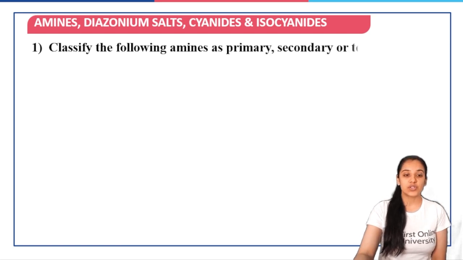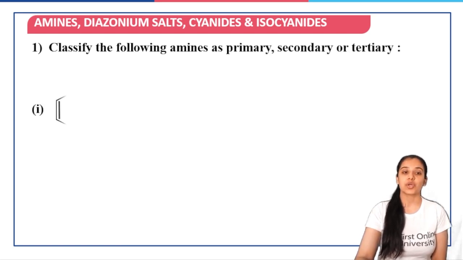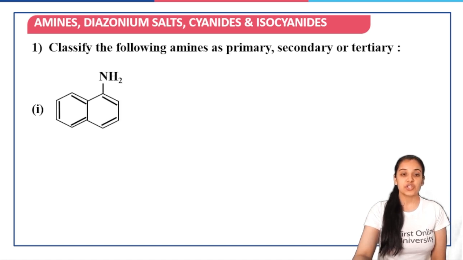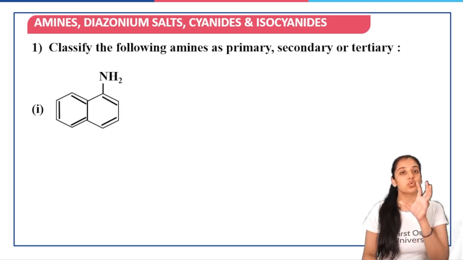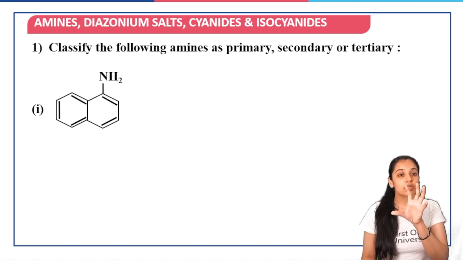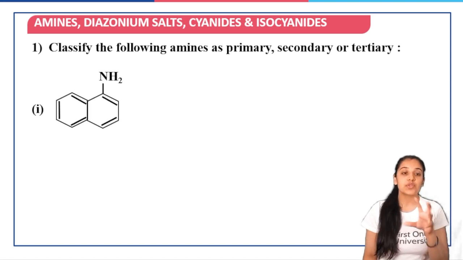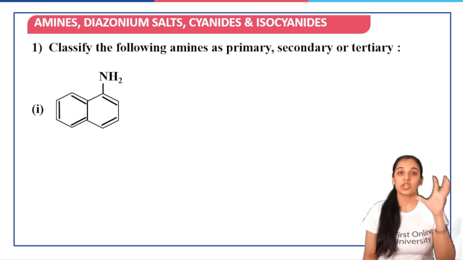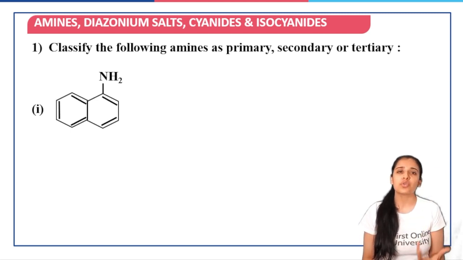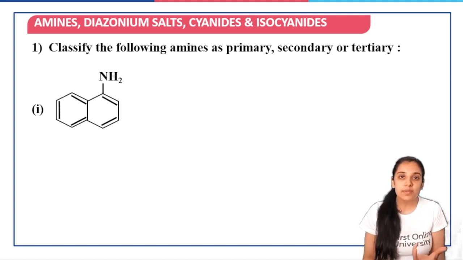Now, the question for you is, you have to classify the following amines as primary, secondary, or tertiary. The first one is this. You do not have to get scared or fear having such a huge group. How are you going to predict? What you're simply supposed to do is tell whether it is primary, secondary, or tertiary. You do not have to name it right now.